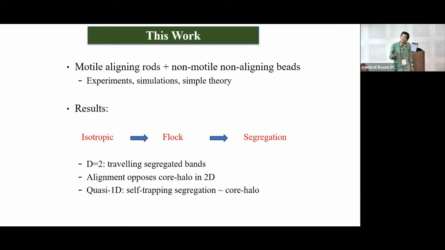So this work is about motile aligning rods and non-motile, non-aligning beads. We will present the results of experiments, simulations, and simple theory. Results are like, for a very small rod fraction, it goes from isotropic phase to flock to segregation. We'll also explain the traveling segregated bands, and how alignment opposes a core halo in 2D, as well as self-trapping.